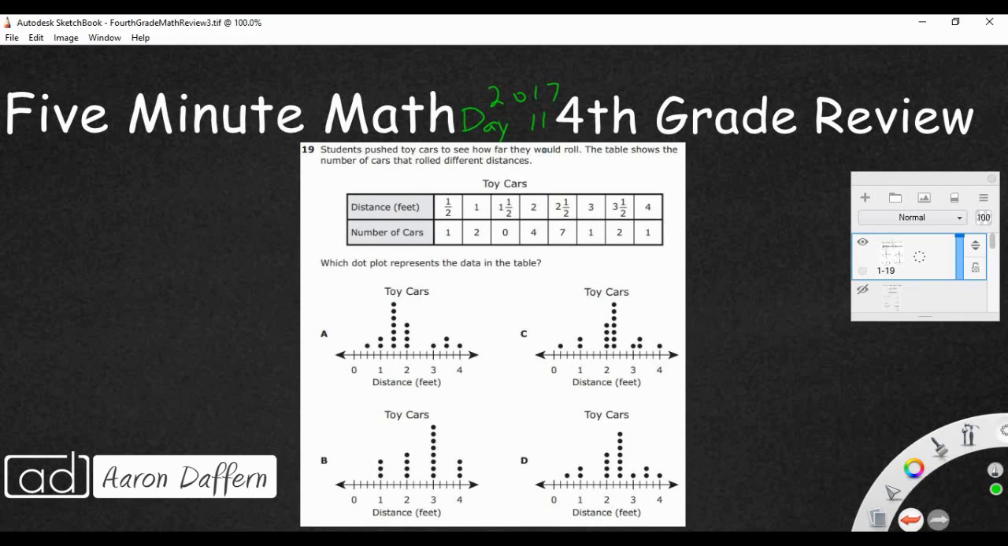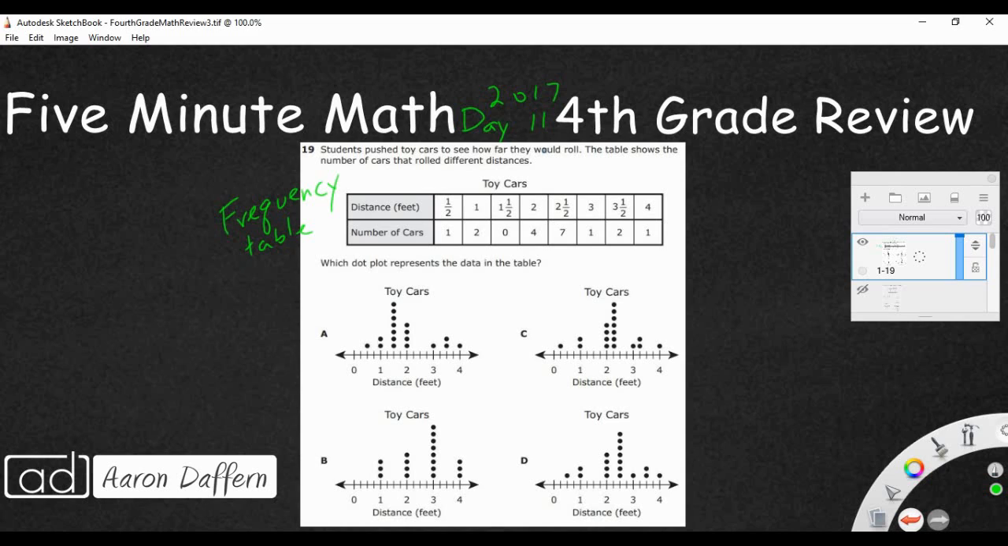So here we have 2 different data representations. Up on the top, this is called a frequency table, and all it does is list out the different options. In this case, we've got number of cars and how far they go, and we have them kind of clumped together. So for one car, you have to kind of read up and down.